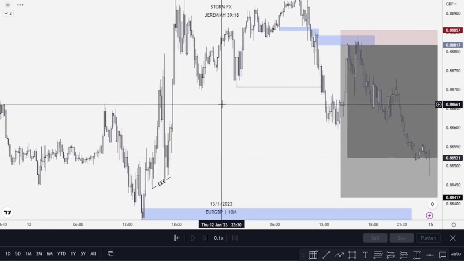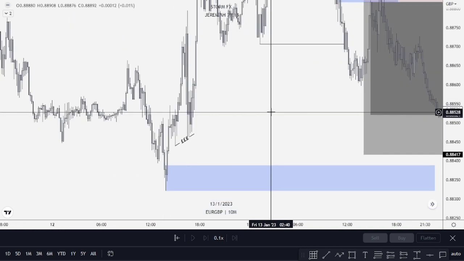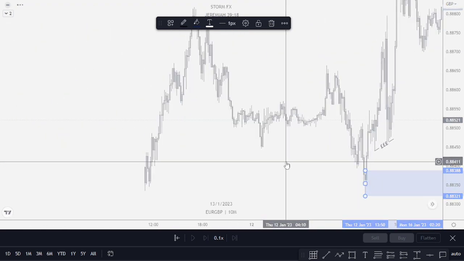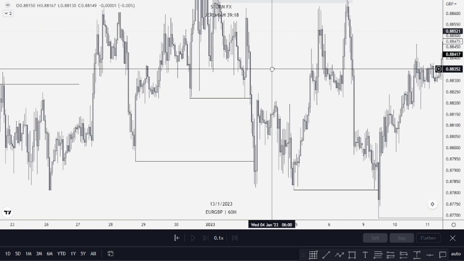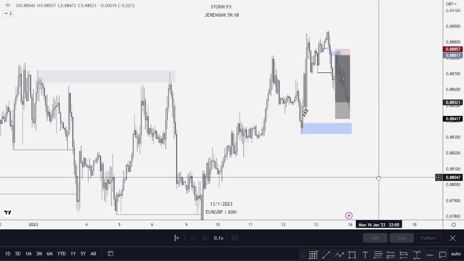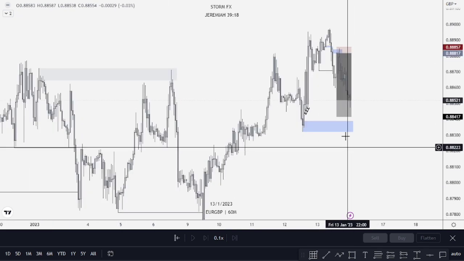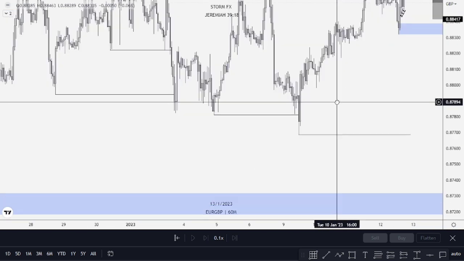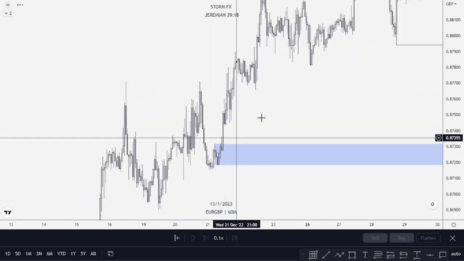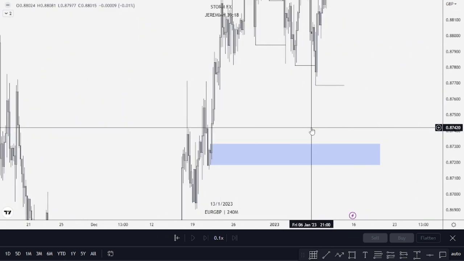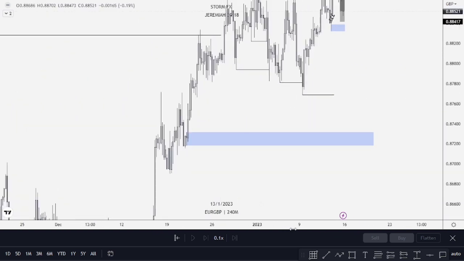So that's what I'm watching on EG. If this demand fails, I have a 1 hour demand down here, because this zone is what liquidates these zones here. So I'll be watching that zone, waiting for confirmation. But if it fails, there's another 1 hour demand. Is it 1 hour, 4 hour? Yeah, a 4 hour demand down here that I'll be looking at.